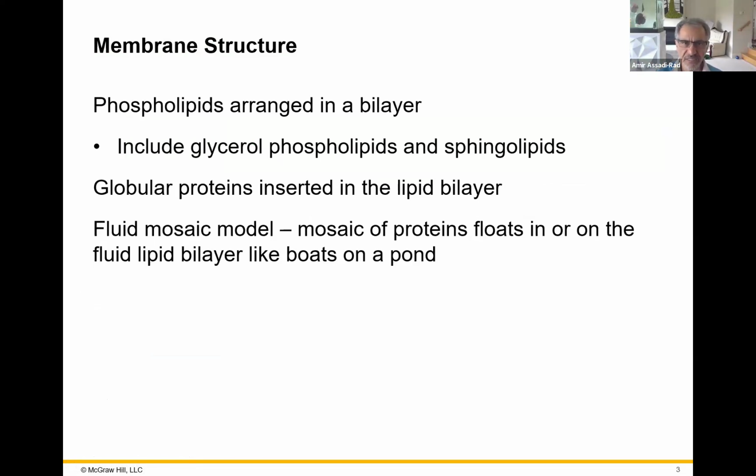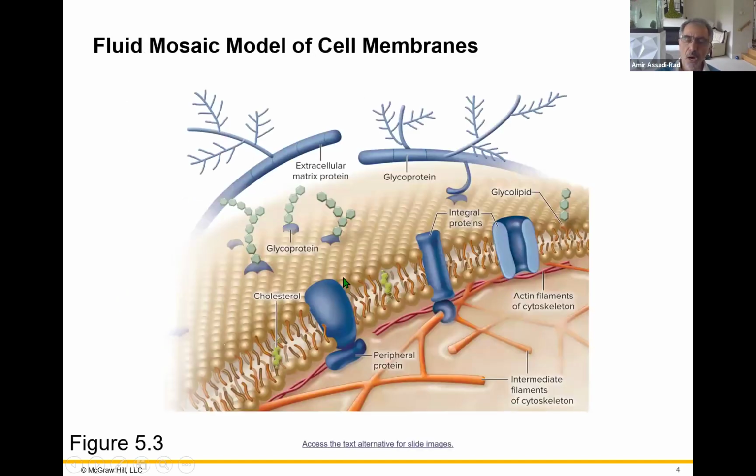Globular proteins are inserted in the lipid bilayer. Yes, it's giving you a general picture of it. The fluid mosaic model: those protein molecules within the phospholipids do move. They're not stationary. The mosaic of proteins floats in the fluid lipid bilayer like a boat on a pond.